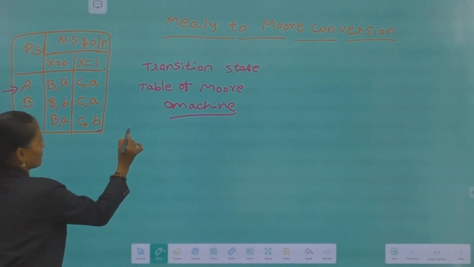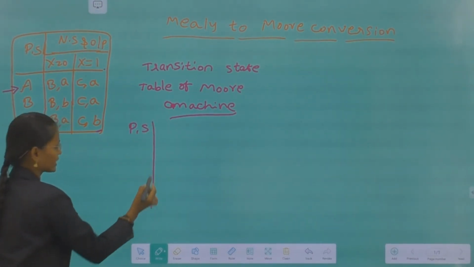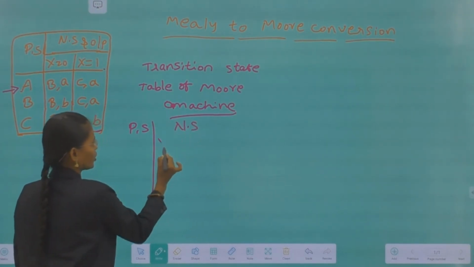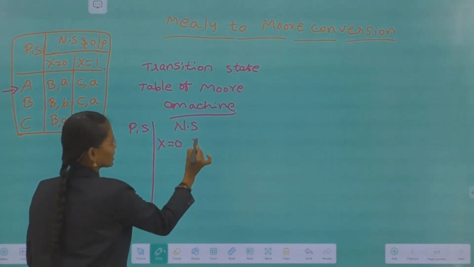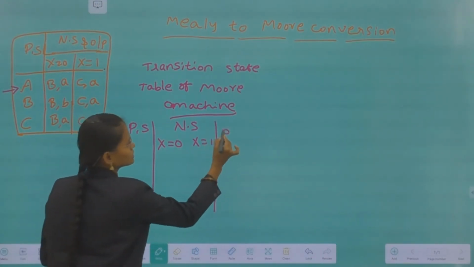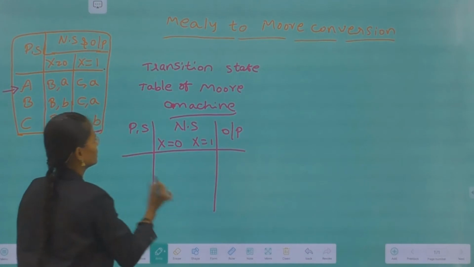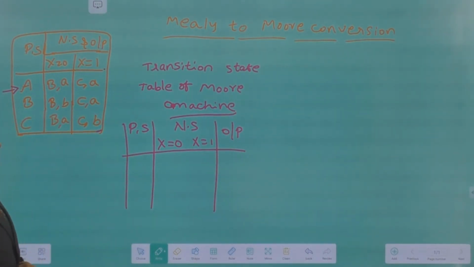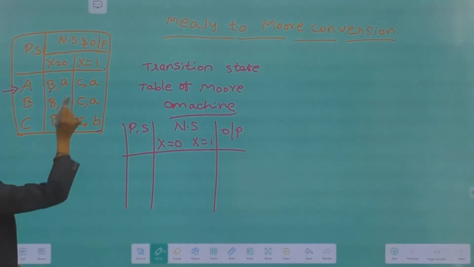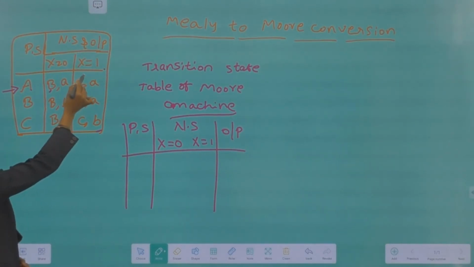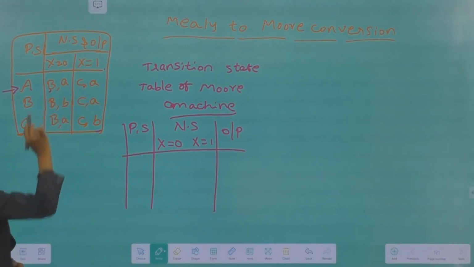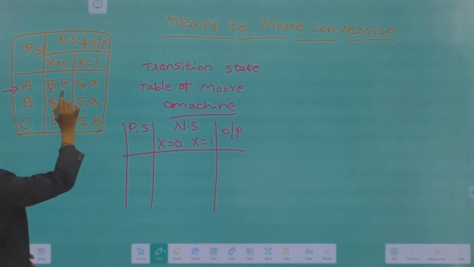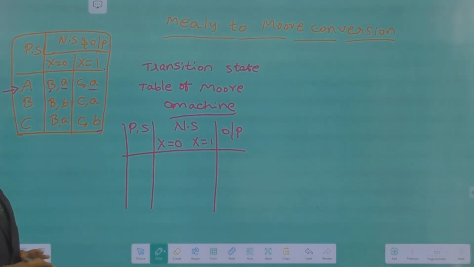Okay. Here the first columns are present state and next state if x equal to 0 and x equal to 1. Here a single output. Okay, this is the transition state table. Here if you observe, this is the present state A. For present state A, if x equal to 0, the next state produced is B. If x equal to 1, the next state produced is C. In both cases, x equal to 0 or 1, the outputs are A. So there is no problem there.